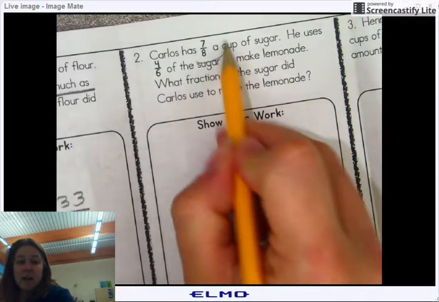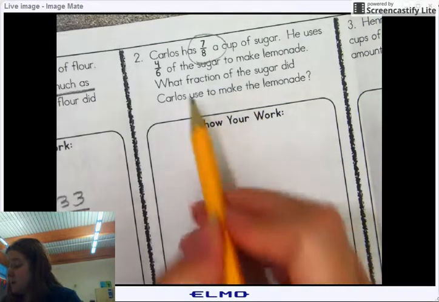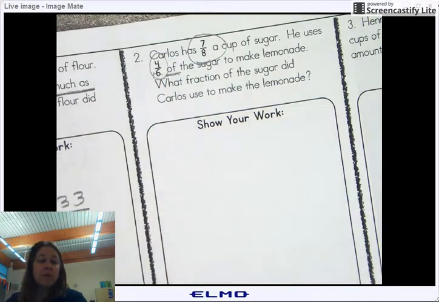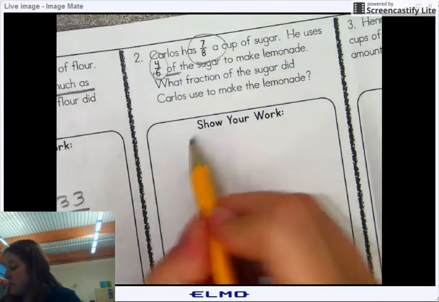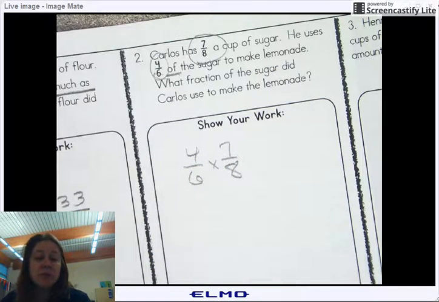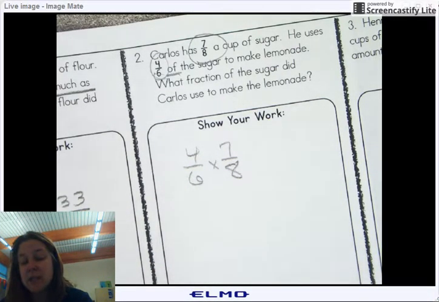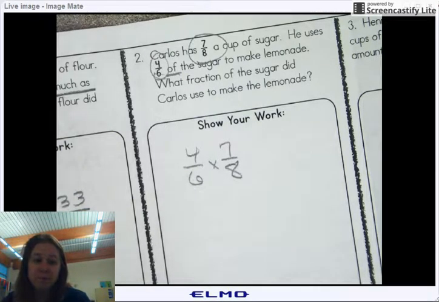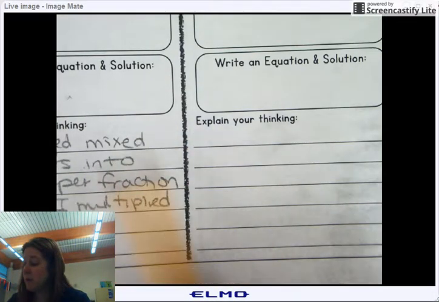Carlos has 7/8 cup of sugar. He uses 4/6 of, keyword is of, he's only using 4/6 of the 7/8. What fraction did he make? I want you to take a moment, multiply it, and make sure that you type in the answer. Make sure that it is reduced. This one's going to need to be reduced into the lowest common form. Otherwise, when you enter in a number, you're going to have an improper fraction there. Okay? I'm not worried about explaining your thinking down here because you kind of already did that over here.